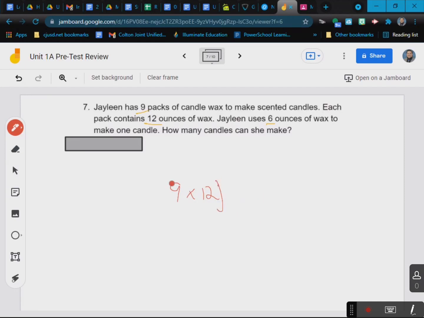So this is how much she has total. And you're going to take that total and then you're going to divide it by 6. So you could have it in parentheses, or actually you don't even have to have it in parentheses since 9 times 12 is what you're doing first. Either one is acceptable.